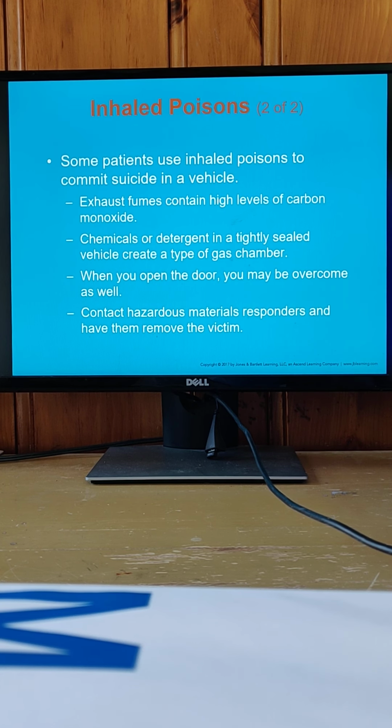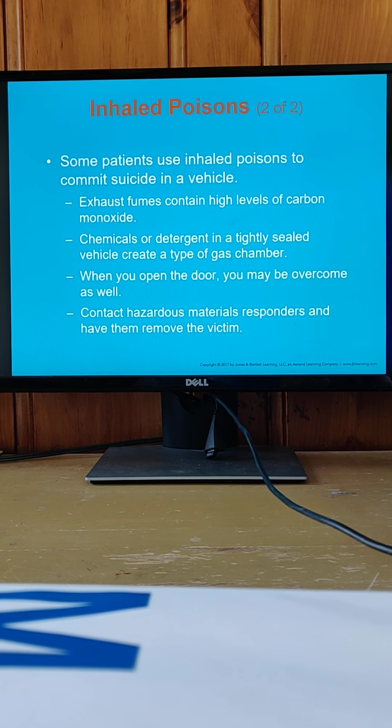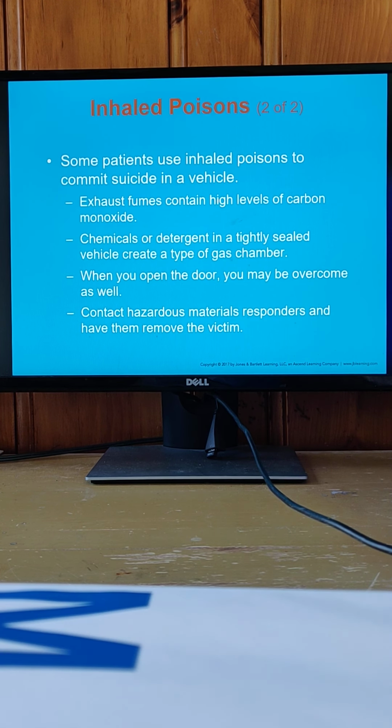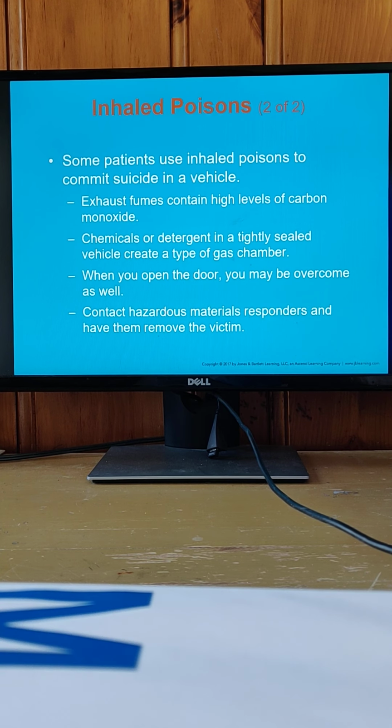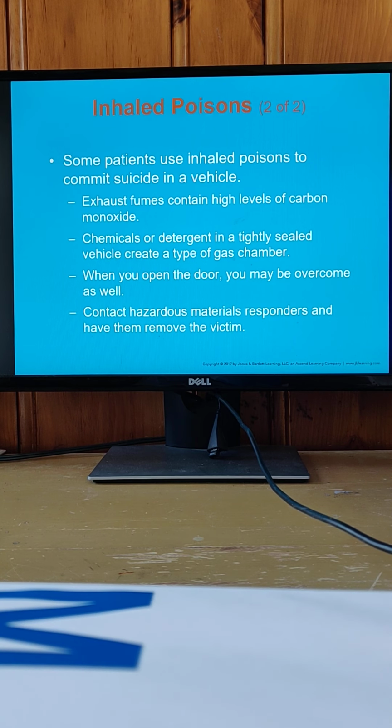Prime example, Mr. Smith can't take it anymore, locks himself in his car's garage, takes a hose, turns his car on, attaches one end to the exhaust of his car, puts the other end inside his back window of his car, and rolls all his windows up. Okay? Exhaust fumes contain high levels of carbon monoxide. He dies of carbon monoxide poisoning. Okay? Chemicals or detergents in a tightly sealed vehicle create a type of gas chamber.